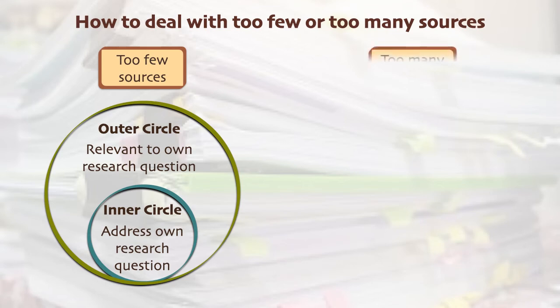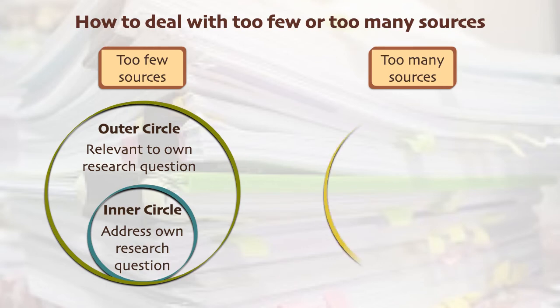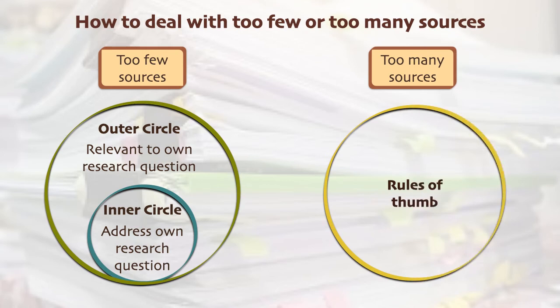The problem of too many sources happens when the number of potentially relevant publications becomes large, especially when we consider articles in the outer circle. When we find ourselves in this situation, we need a way to restrict our focus. However, we cannot simply select a few books or articles that we find at random. Instead, consider using one or more of the following rules of thumb.